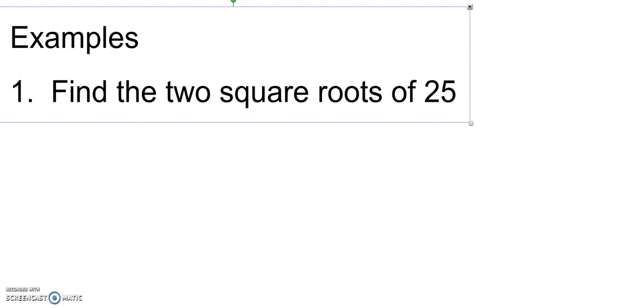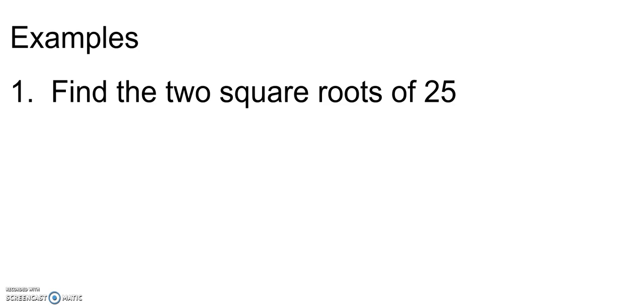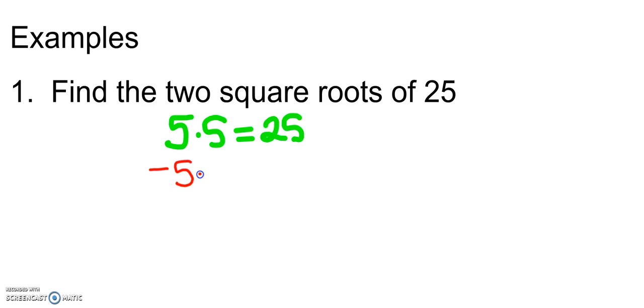Now, it says find two square roots of 25. So we want to ask ourselves, what number times itself will give us 25? So the number 5 times 5 equals 25. But there's also another number that will give us 25, and that's negative 5. Negative 5 times negative 5 will also equal positive 25. If you remember, two negatives give you a positive.